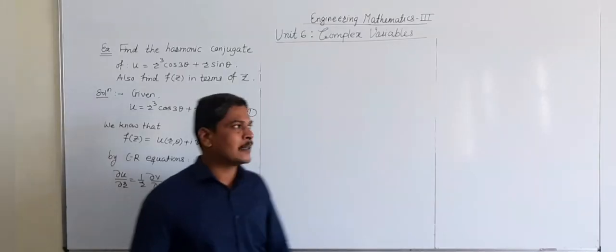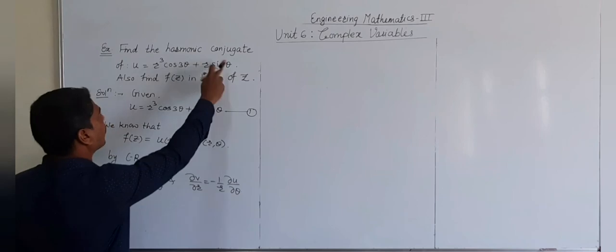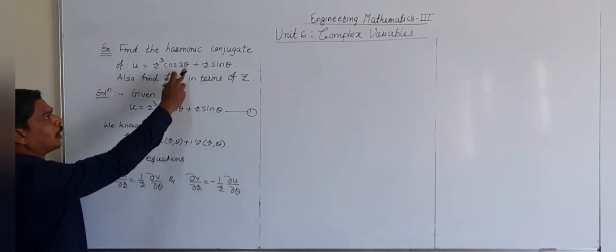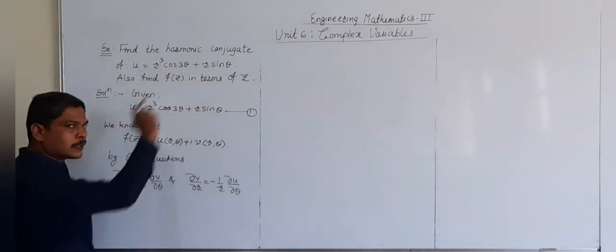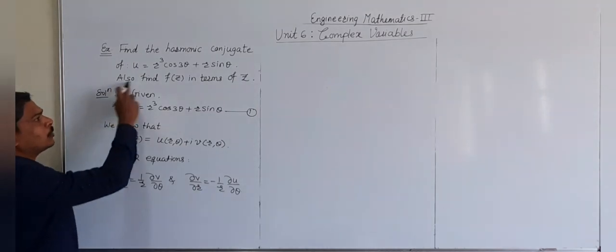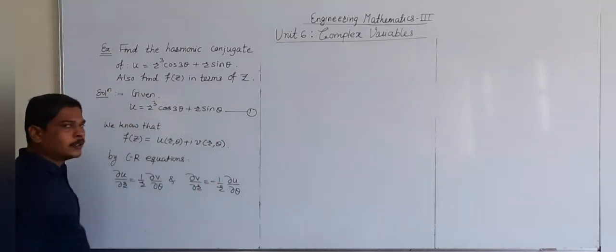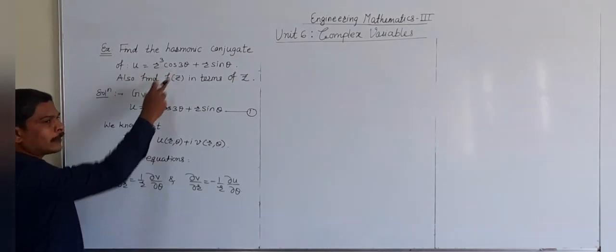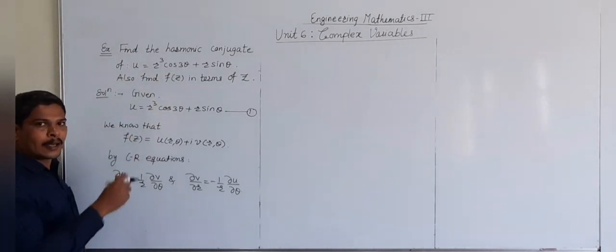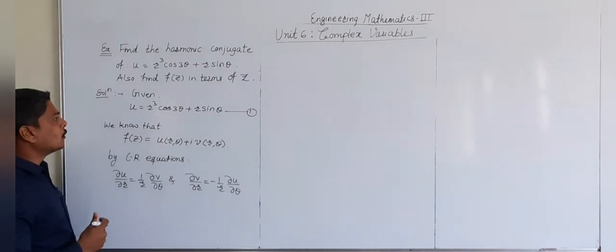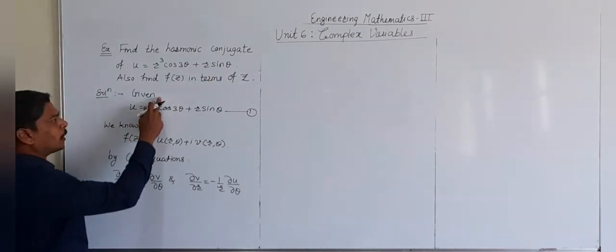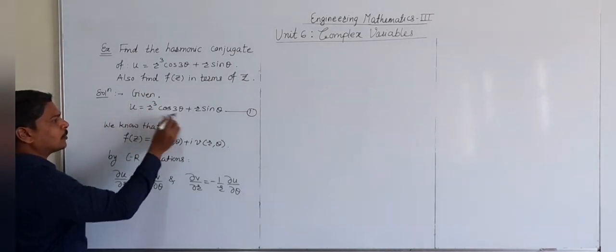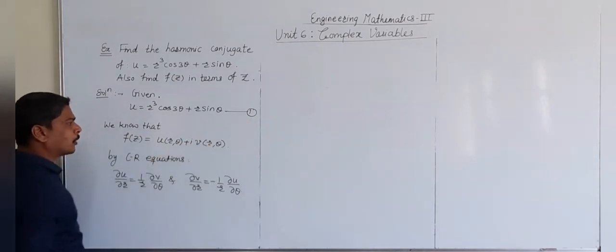Our next example is to find the harmonic conjugate of u = r^3 cos 3θ + r sin θ. Also find f(z) in terms of z. So here we are given u in terms of r and θ. We know that r and θ are polar coordinates. So first of all I will write here: the given function u. This becomes equation number 1.